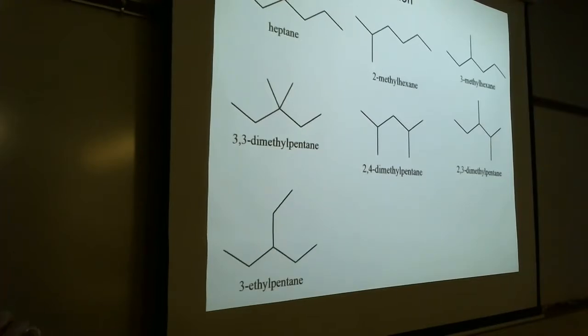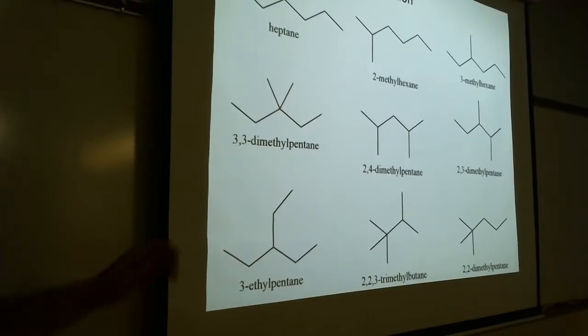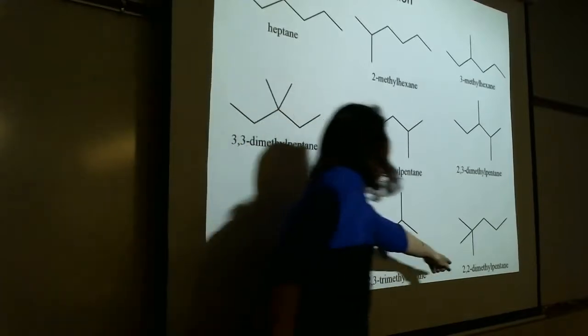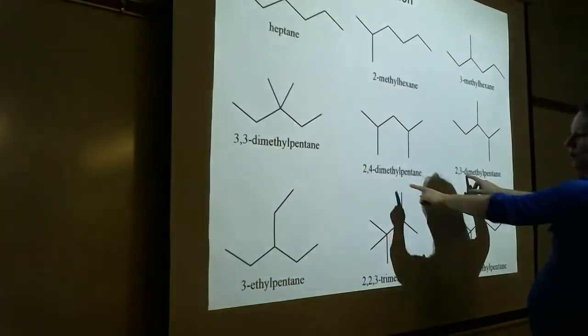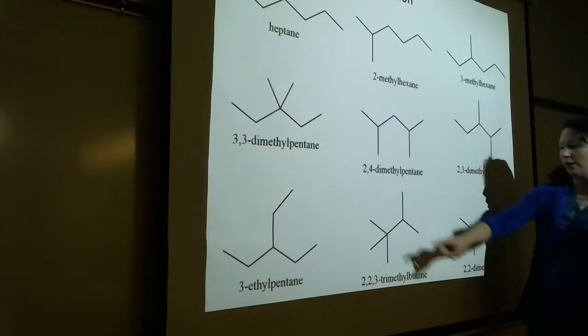You could do 3-ethyl, put an ethyl group on carbon 3. That would work. You could do 2,2,3-trimethyl, or you could do 2,2-dimethyl. You could put them both on number 3. You could put them both on number 2. You could split them up between 2 and 4. You could have an ethyl group, or you could have 3 methyl groups.